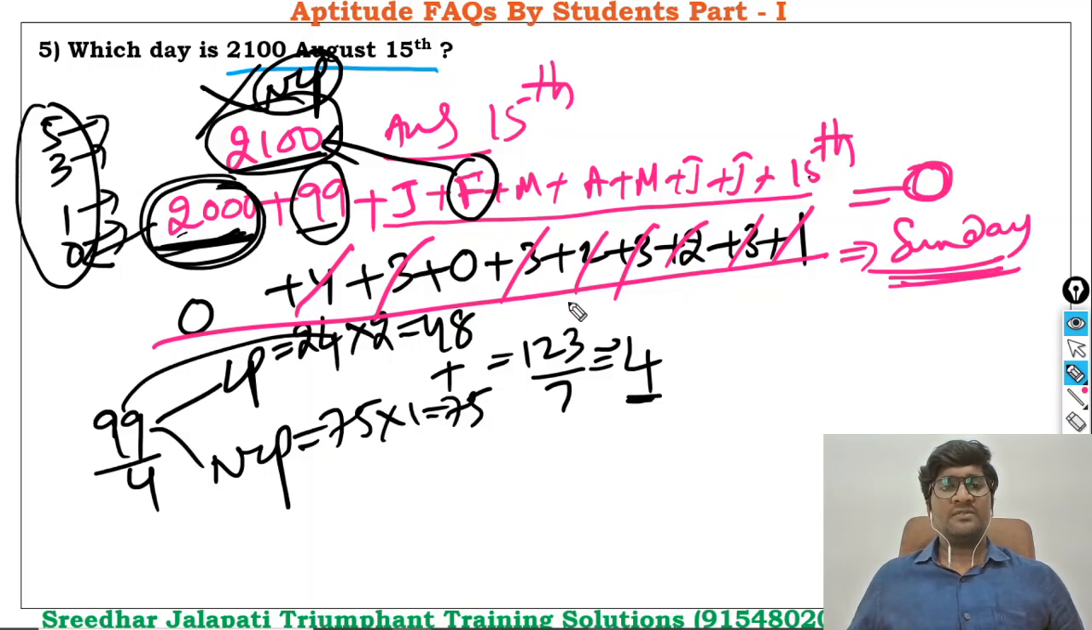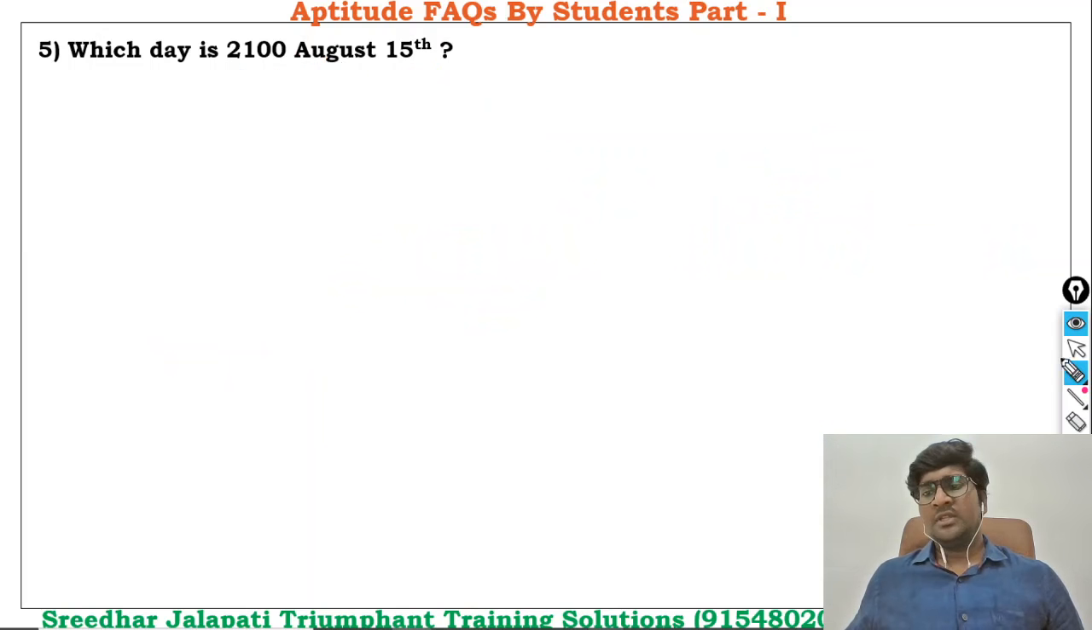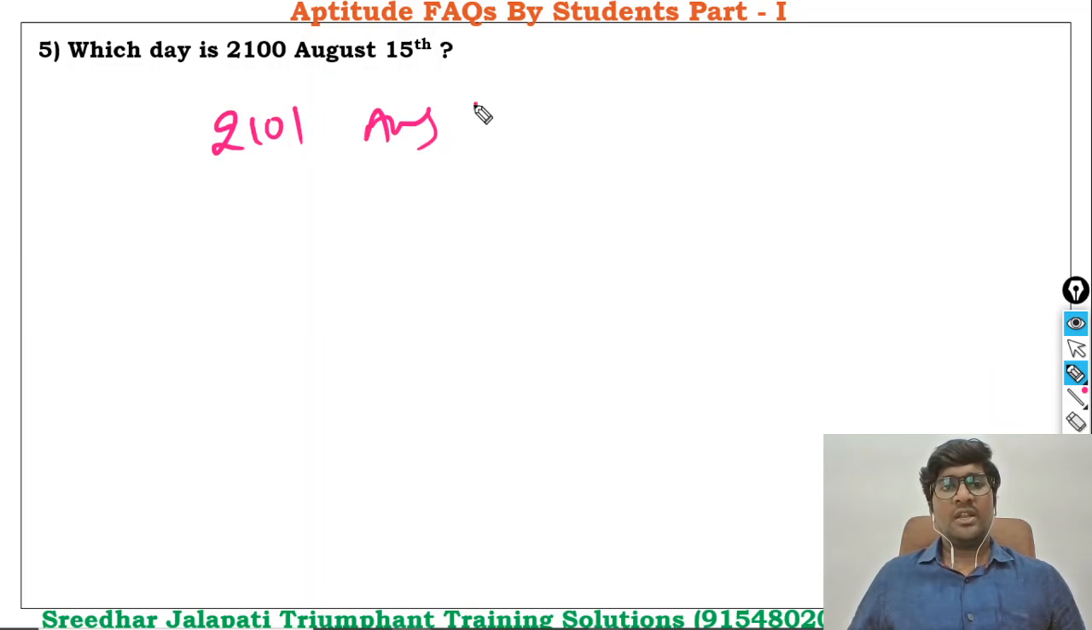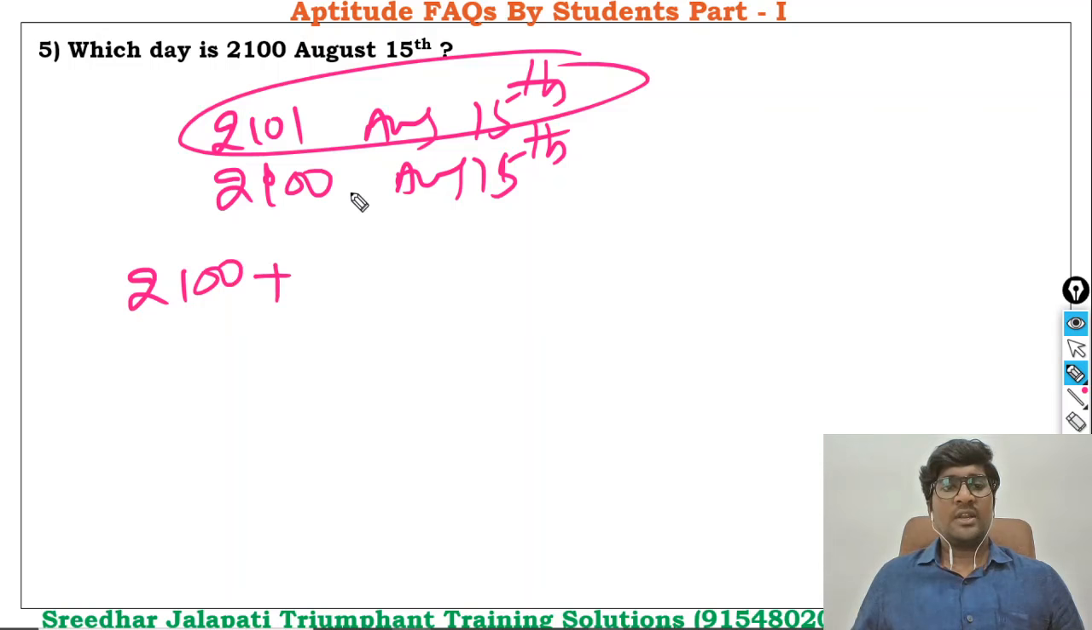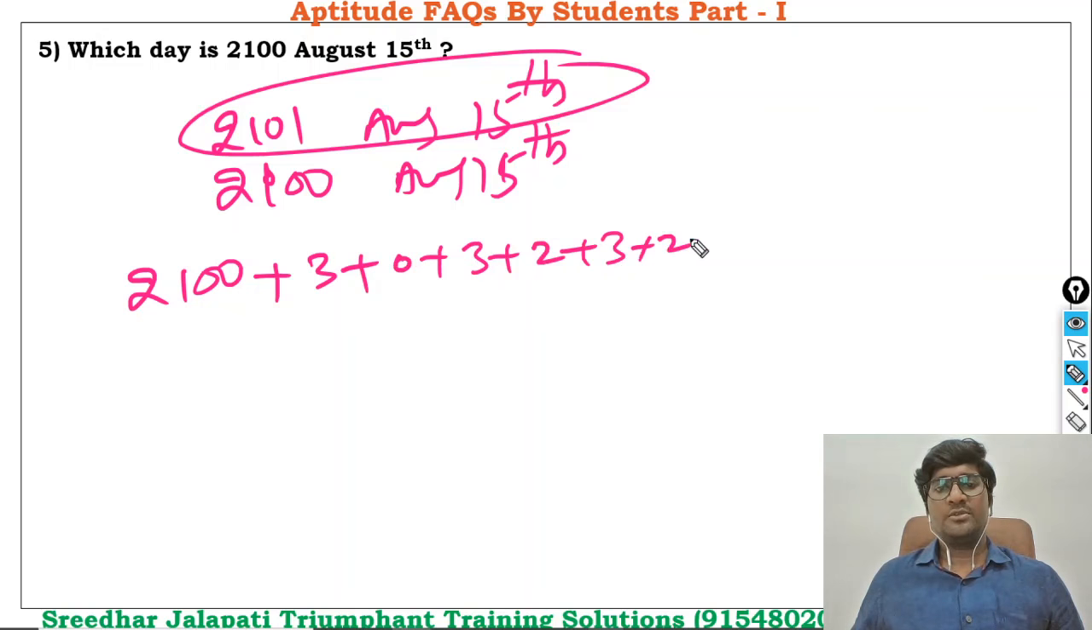This is one method of calculating. The other way of calculating this is, first find 2101 August 15th, which you may find easily. And then you can come back to 2100. Now first, how do you find 2101 August 15th? 2100 completed. And then in 2101, January 3, February 0, March 3, April 2, May 3, June 2, July 3, 15 days of August 1.